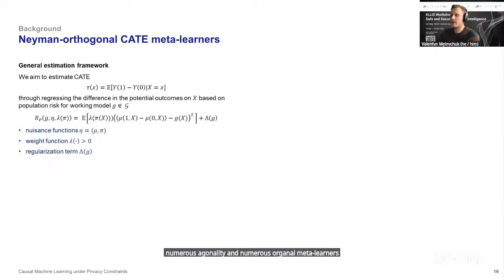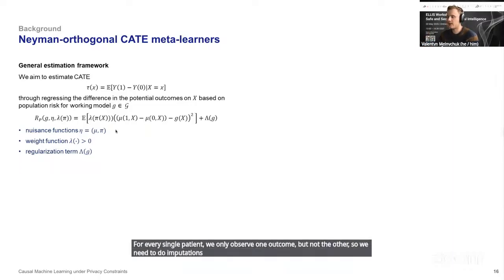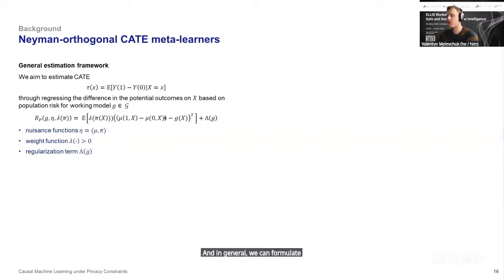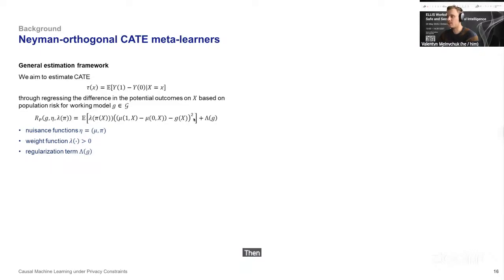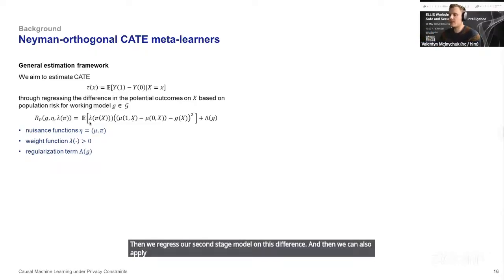So if we want to learn CATE, we essentially need to use the nuisance functions, because, as I said, for every single patient we only observe one outcome, but not the other. So we need to do imputations. And in general, we can formulate the fitting model for CATE as the regression of mu1 minus mu0. And then we regress our second stage model on this difference. And then we can also apply some weights.